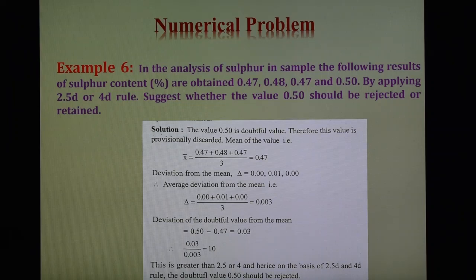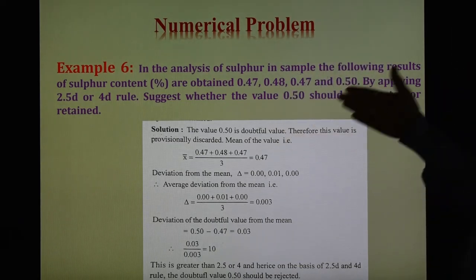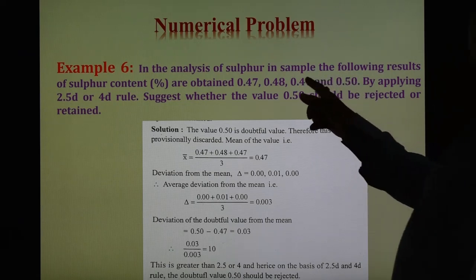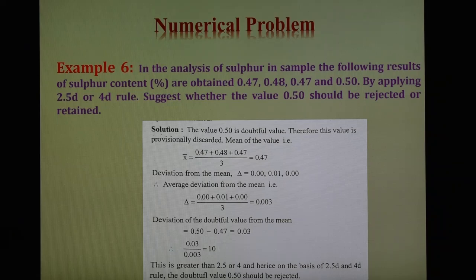Number 1 is in the analysis, example 6. In the analysis of sulfur in a sample, the following results of sulfur content in percent are obtained: 0.47, 0.48, 0.47, 0.50. By applying the 2.5D and 4D rules, suggest whether the value 0.50 should be rejected or retained. Similar to the Q test, we have to apply this rule, and 4 observations are there. Now this is the doubtful value 0.50, so whether it is to be retained or rejected.